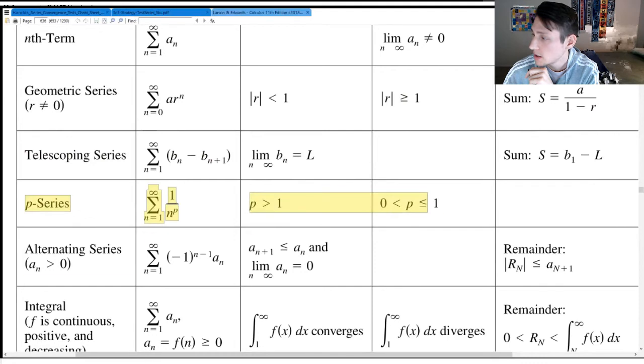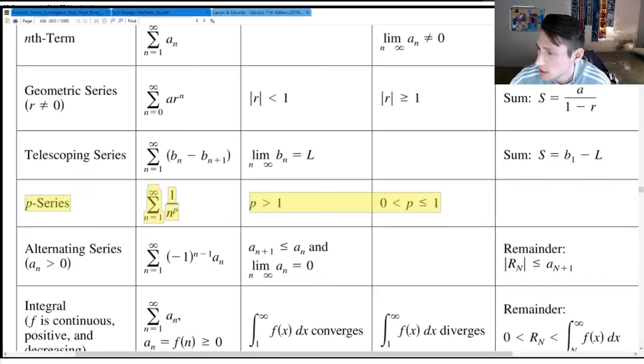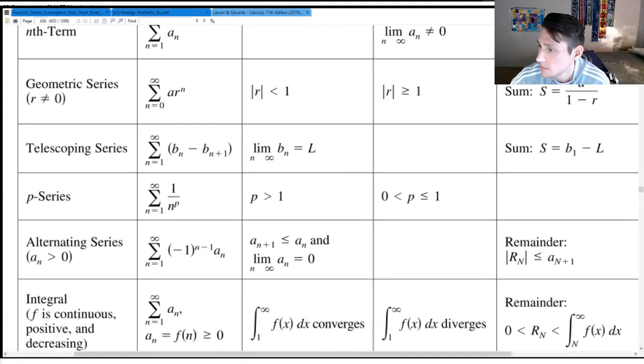P series, very important. Almost 1,000% positive you'll have to do a P series. You'll have to know a P series. All right, super, super common. So a P series is of this form, 1 over n to the p power. It converges if that exponent's larger than 1. It diverges if it's in between 0 and 1, or equal to 1.